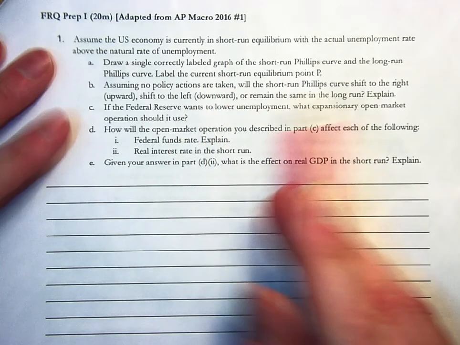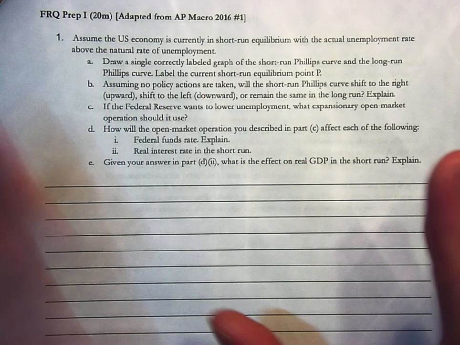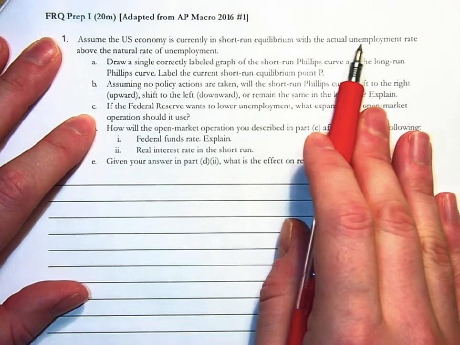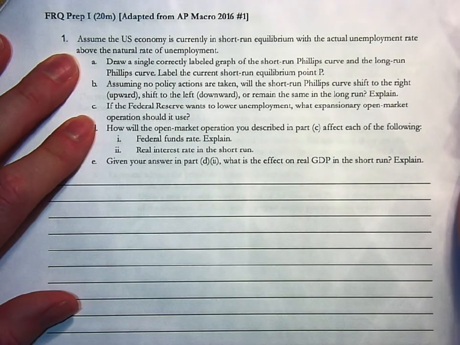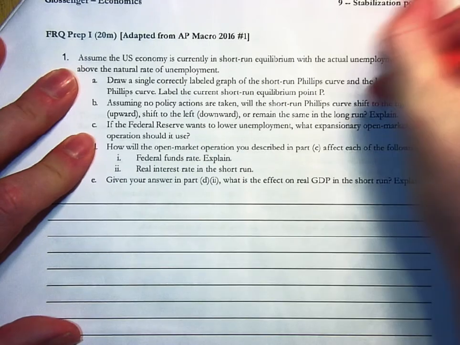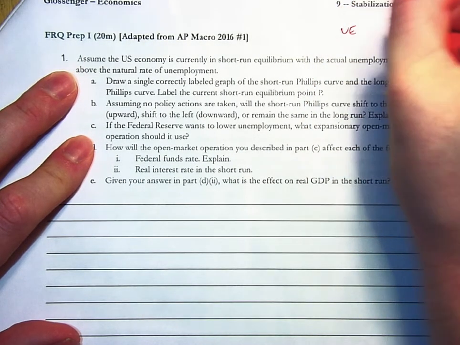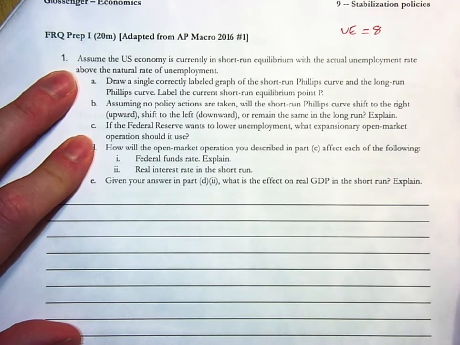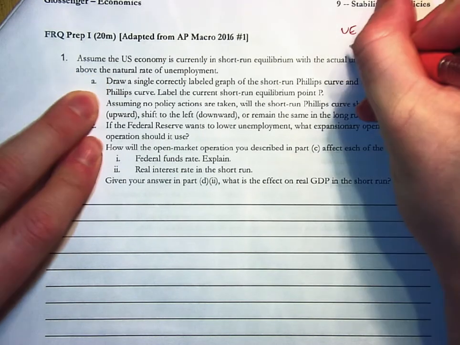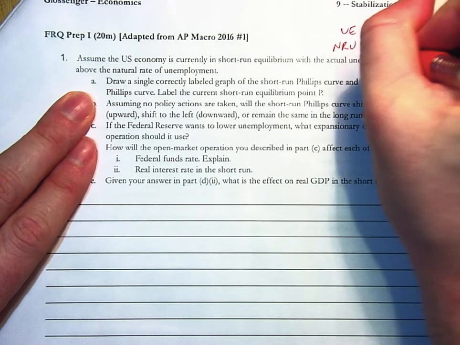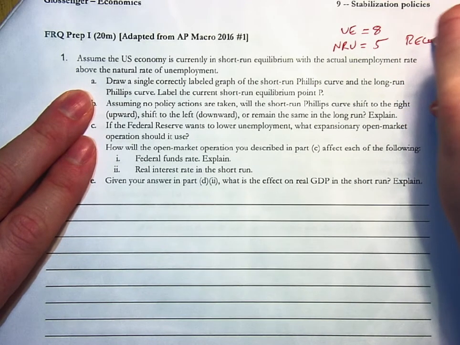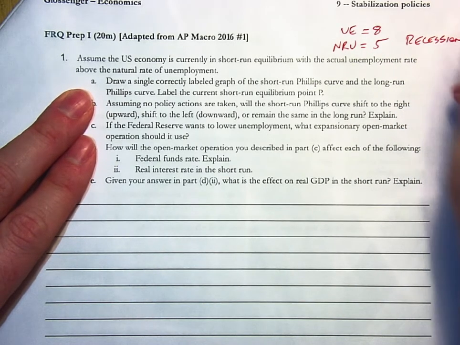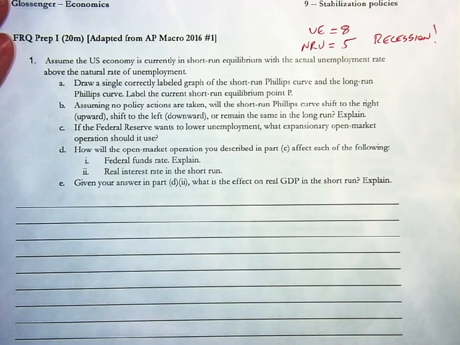They're not at AD equals AS equals LRAS, with the actual unemployment rate above the natural rate of unemployment. So before we go any further, it's a good idea to say that unemployment is, we'll say, 8, and the natural rate of unemployment is, say, 5. So this means we're in a recession. It's good to identify where you're at before you even start the problem.